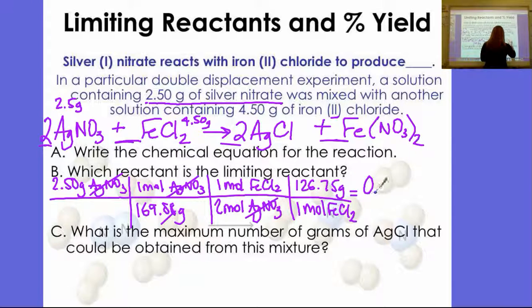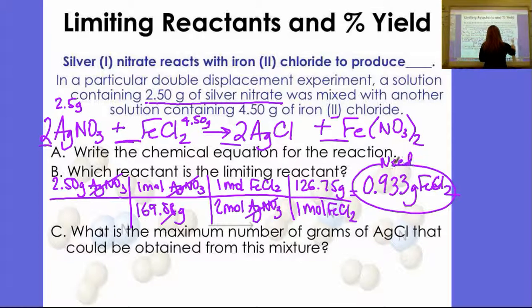When I calculate that out, I get 0.93, how many sig figs? 3 sig figs, 0.933 grams of FeCl2. This is my need. Comparing my need to my have, I have 4.5 grams. This is obviously my excess reactant. So if this is my excess here, silver nitrate must be my limiting reactant.